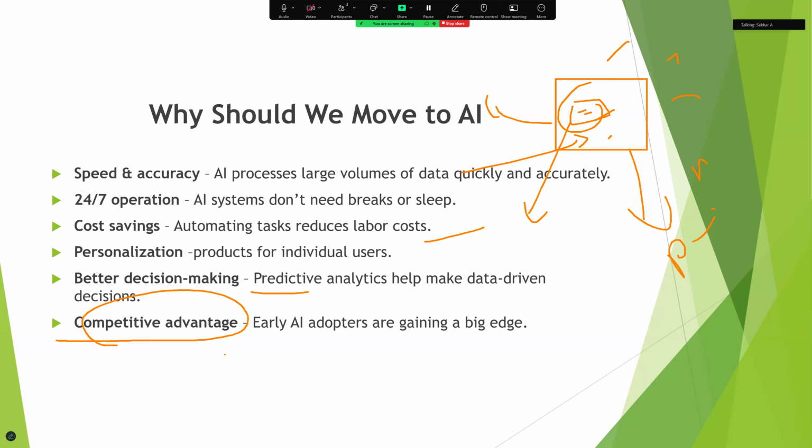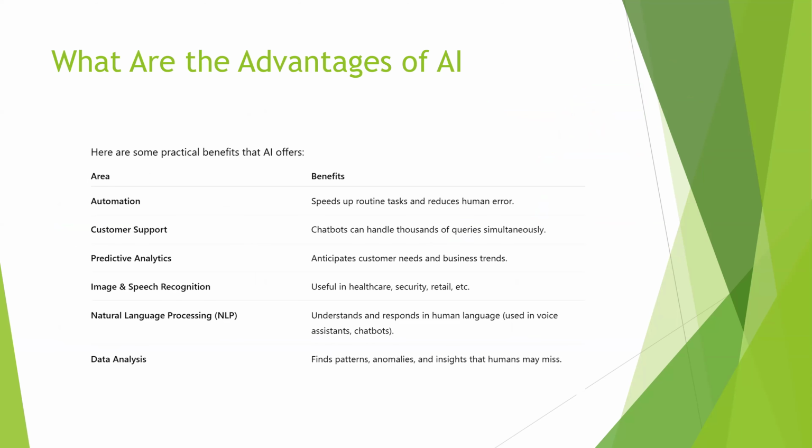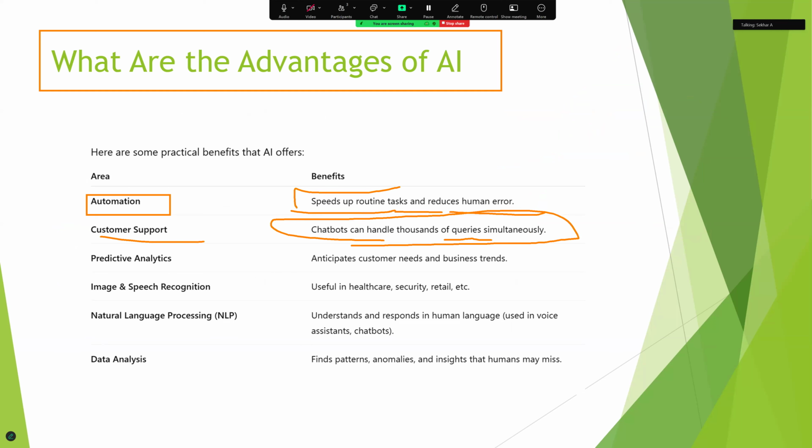Next, competitive advantages. See, early AI adopters are gaining a big edge. I can say they make better predictive analysis. What are the advantages of AI? I said, right, automation: speed up routine tasks and reduce human error. Customer support chatbots are handling thousands of queries simultaneously nowadays. Predictive analysis anticipates customer needs and business trends. Image and speech recognition are useful for healthcare, security, and the retail industry.